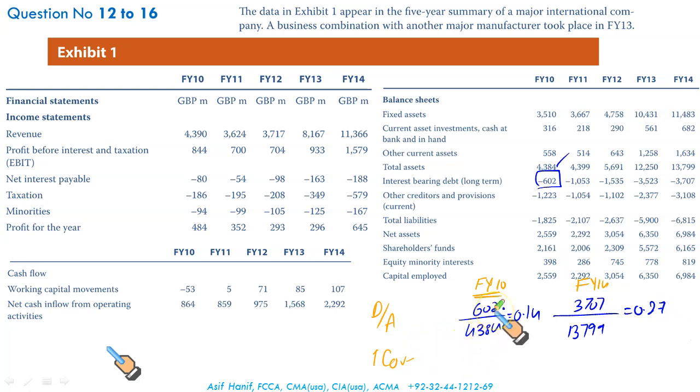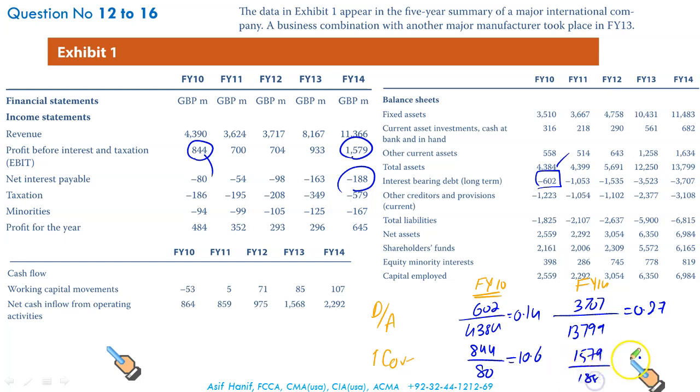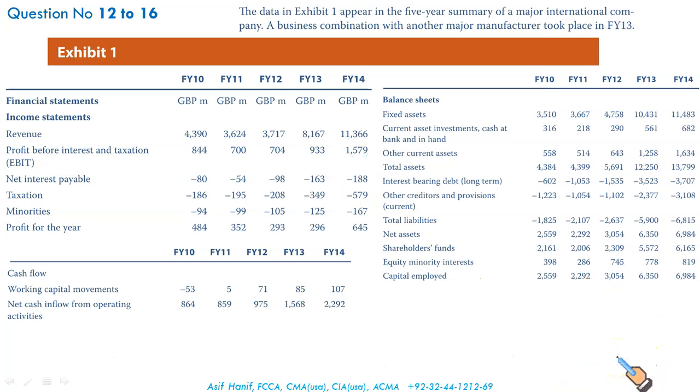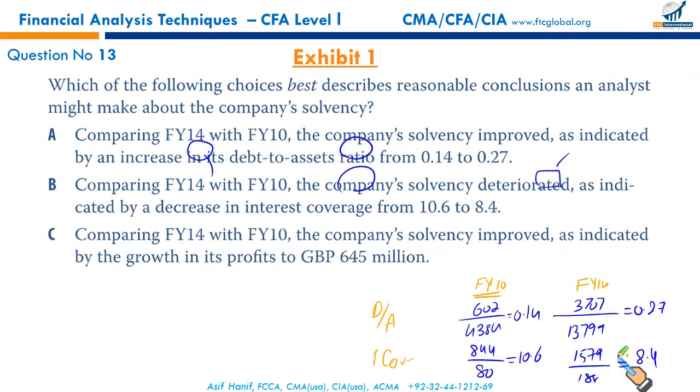Then interest coverage. Interest coverage is earnings before interest and tax. That is right here, 844 divided by the interest charge. So it's going to be 844 upon 80. It gives you 10.6. And then in FY14 it is 1579 divided by 188. It gives you 8.4. Before combination, we could pay interest 10.6 times, but now our ability to pay interest has decreased. So now let us compare these results here.